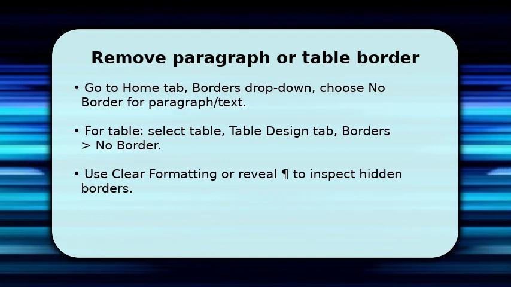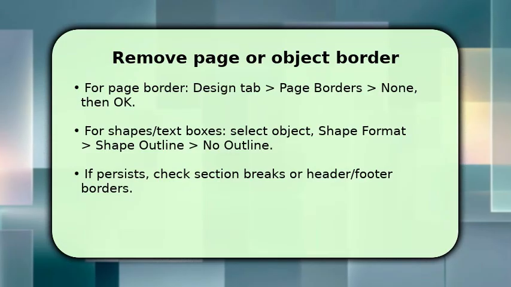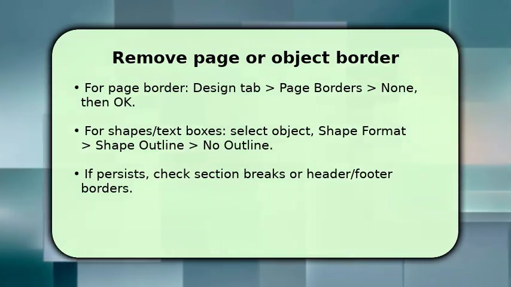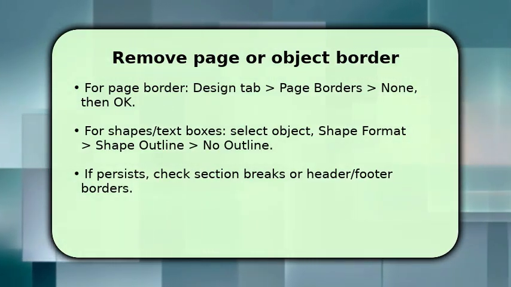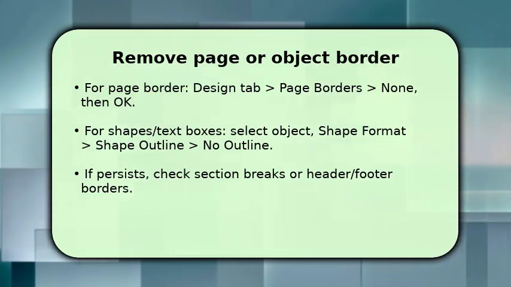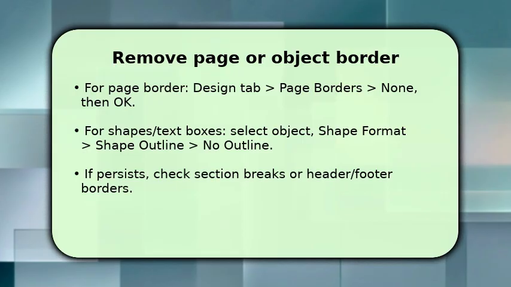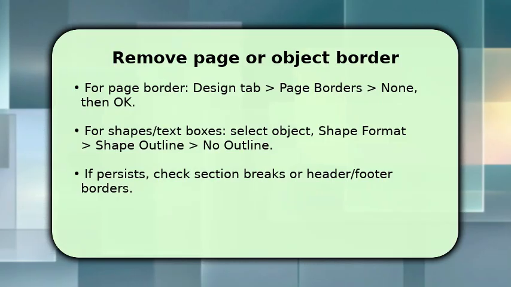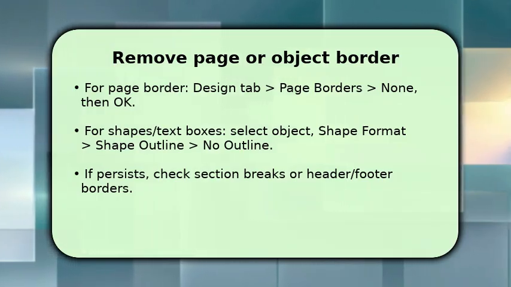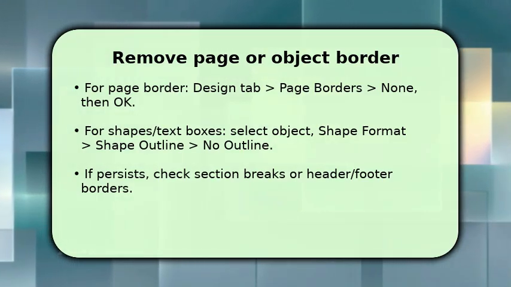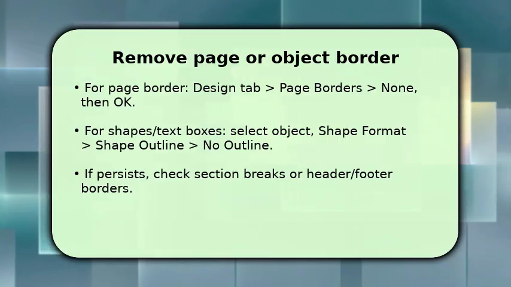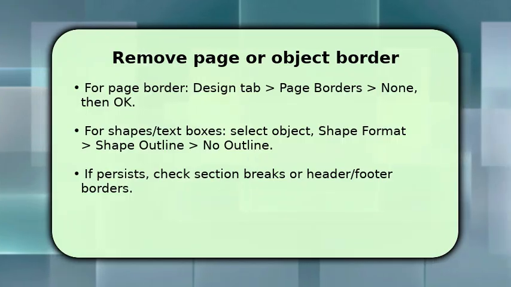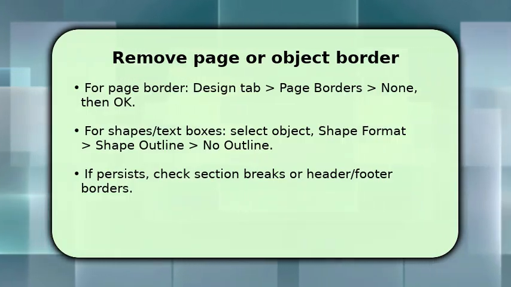Finish by removing page-level or object outlines. Open the Design tab, click Page Borders and set border to none, then OK. That clears whole page frames. For shapes or text boxes, select the object, go to Shape Format, pick Shape Outline and choose No Outline so the box border vanishes. Once done, scroll the document to confirm removal across sections. Make sure to check header and footer areas and any section breaks. Troubleshooting tip: if a border persists, inspect section breaks or paste into a new document to isolate.